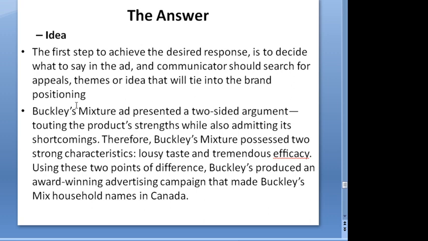Buckley's ad presented a two-sided argument, touting the product's strengths while also admitting its shortcomings. Therefore, Buckley's Mixture possessed two strong characteristics: lousy taste and tremendous efficacy. Using these two points of difference, Buckley's produced an award-winning advertising campaign that made Buckley's Mixture a household name in Canada.